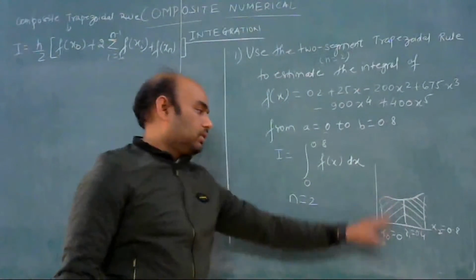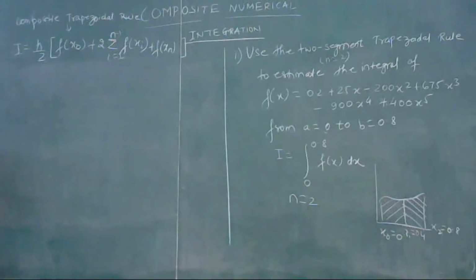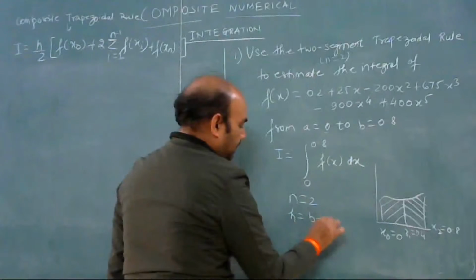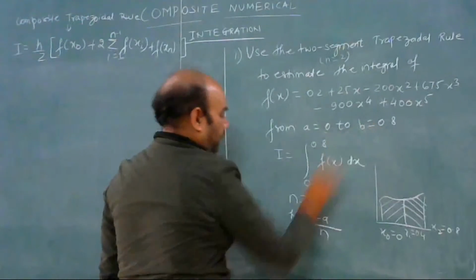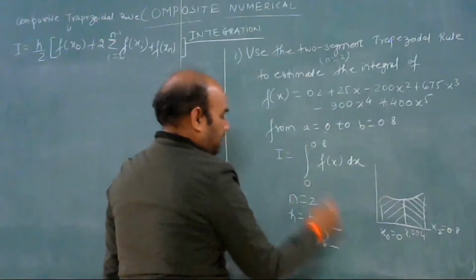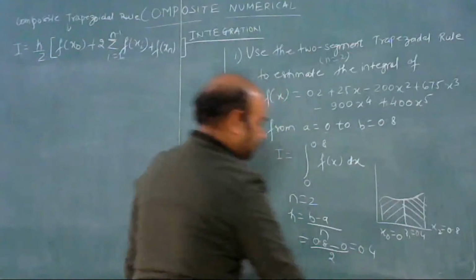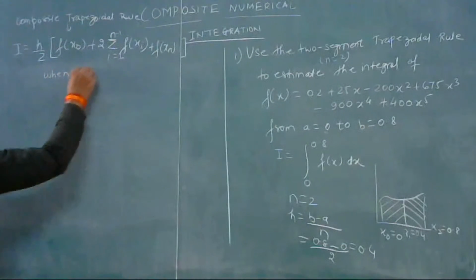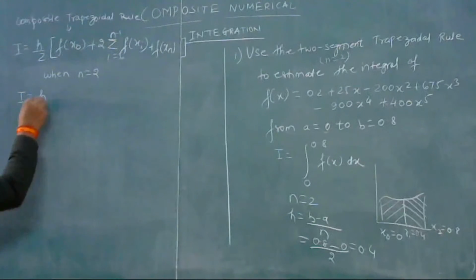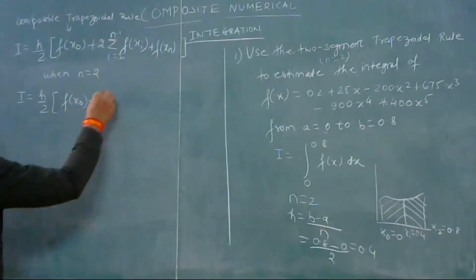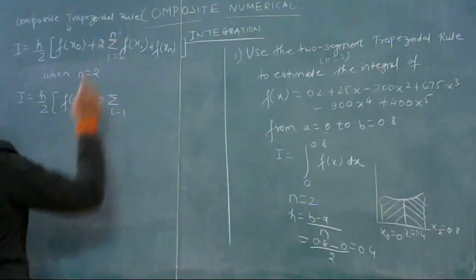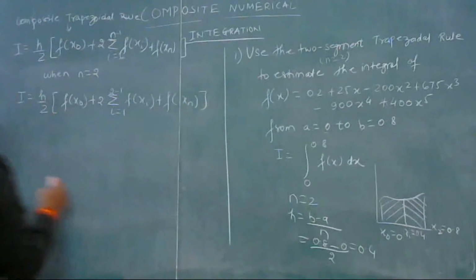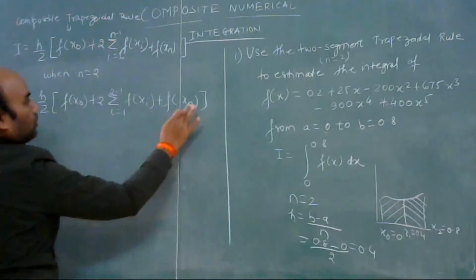So this is composite trapezoidal rule. So how to calculate h? h is quite clear. We have to divide into 2 segments, so this is b minus a divided by n. So b is 0.8 and a is 0, divided by n is 2. So this is 0.4. So h is 0.4. Now when n is equal to 2, I will be equal to h upon 2 times f of x naught plus twice summation i equal to 1 to n minus 1 of f of xi plus f of xn. So xn, n is 2, so this will be x2.